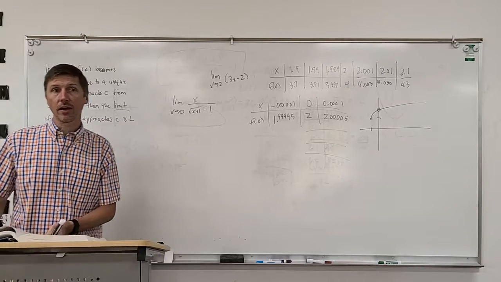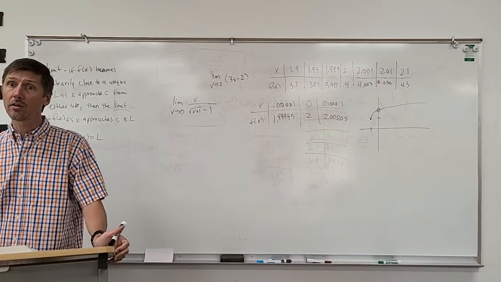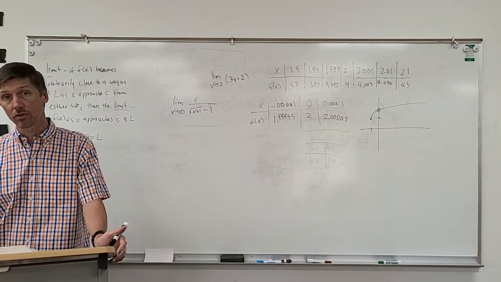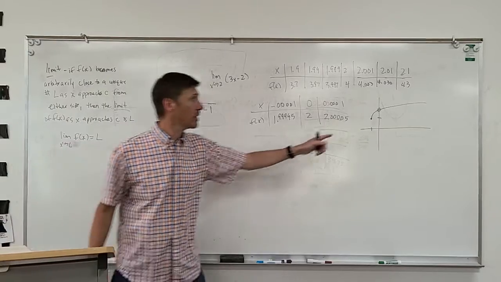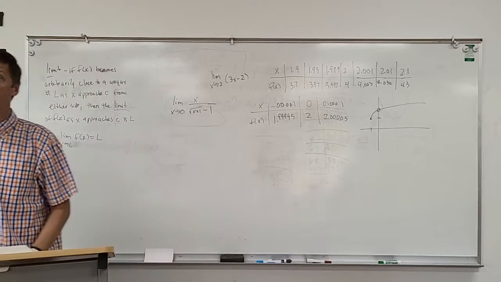So it just highlights the fact that a function may not be defined at a particular value of x, but the limit will still be defined, because everything is definitely converging on this point here, even though that point's not actually defined for the function. Okay?